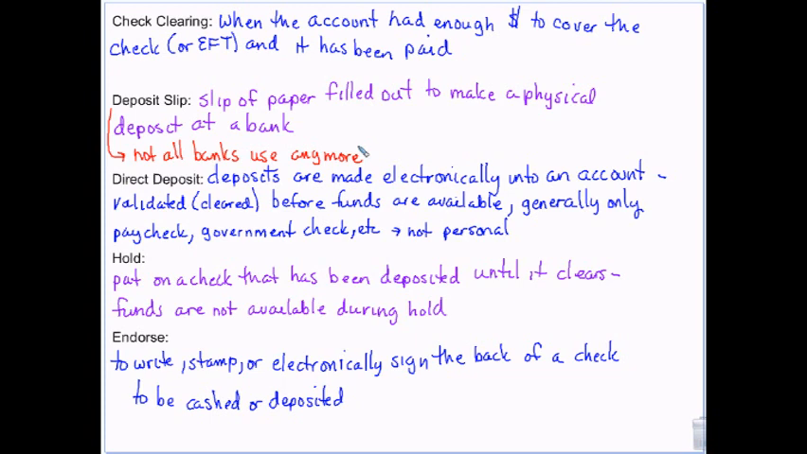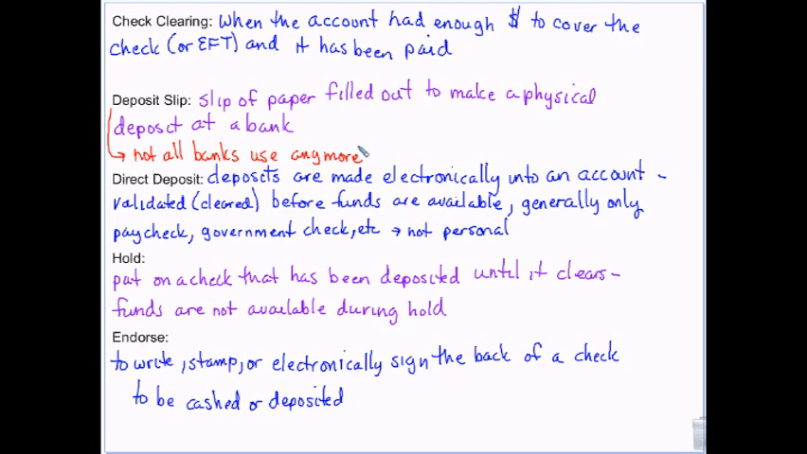And then when you deposit a check, you have to write on the back of it. You can either use a stamp like "for deposit only" with your account number, or you sign your name, or if you're doing electronic direct deposits, you've electronically signed because you fill out the paperwork that allows for an electronic signature.